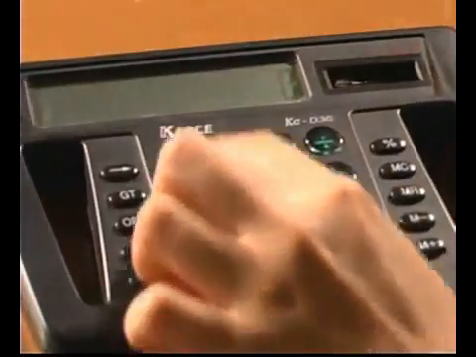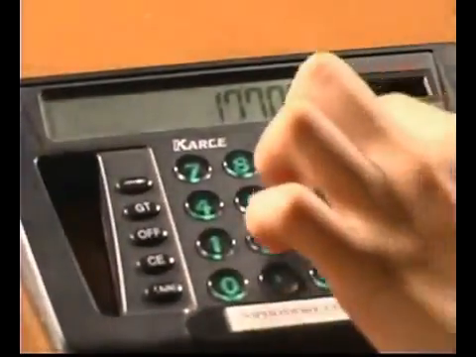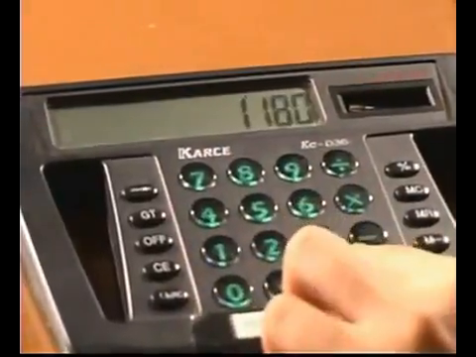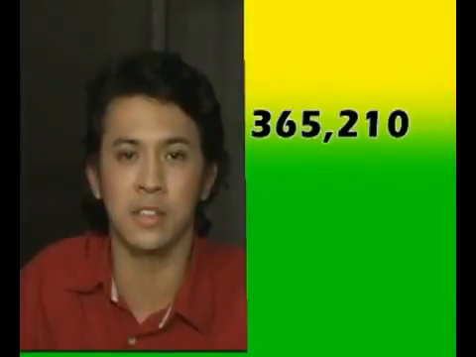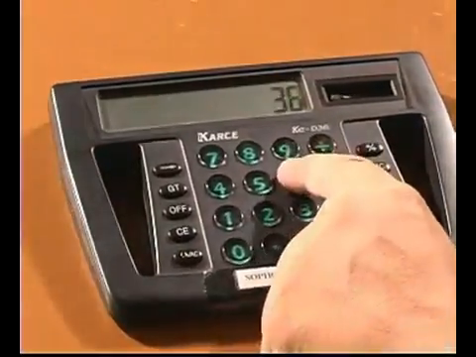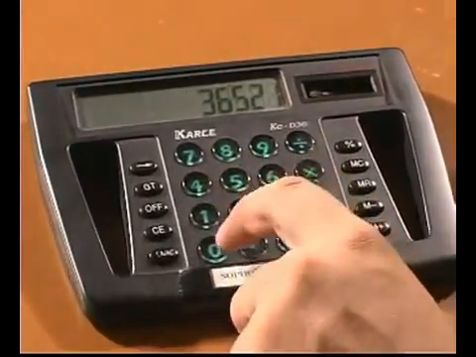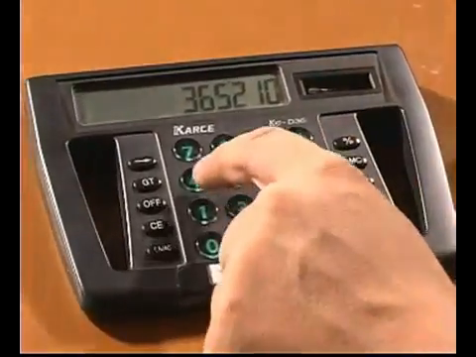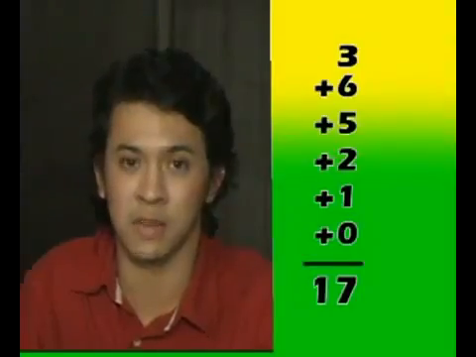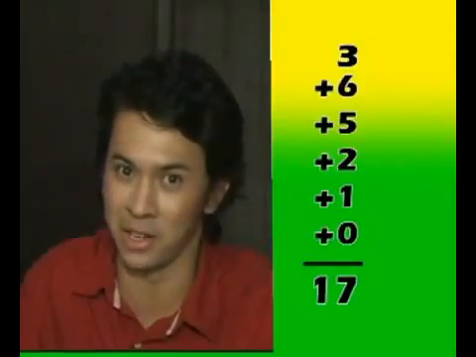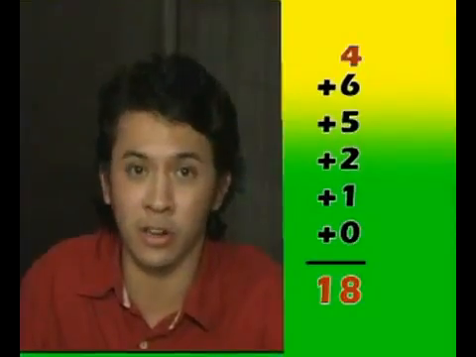17,700. 365,210. Why do you think it's wrong? Because the sum of the digits is 17, and 17 is not divisible by 3. Then what can you do to make it divisible by 15? Change the 3 to 4.